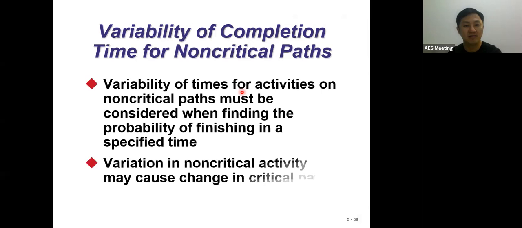The variability for the time of the activities here is all based on the critical path. The activities on non-critical paths are not considered. We also mentioned that the variation on the non-critical activities may cause some changes in the path. That's why we say that the variability here is focusing on the non-critical activities in your network.